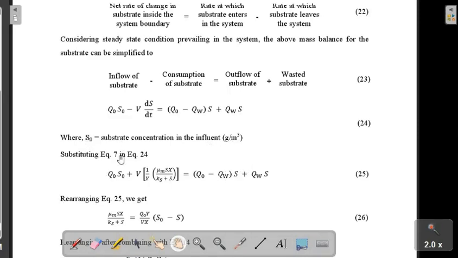Now substitute equation number 7 in equation number 24. It means we are putting the value of dS/dt with the help of equation number 7. Already it is derived. Let me just tell you that equation. What is equation number 7?